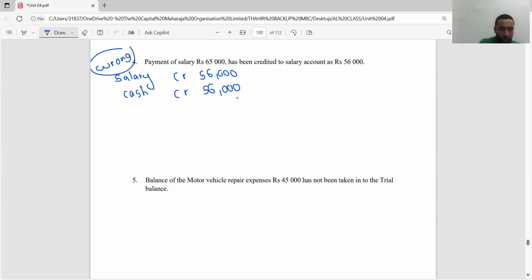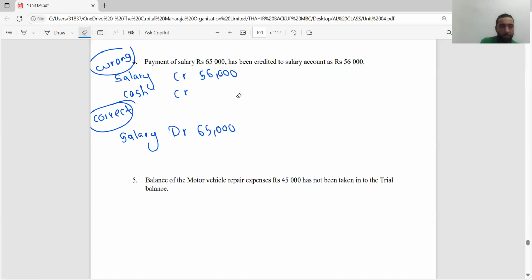Now we are going to write the correct entry. These are the steps that you have to follow. What is the correct entry? Salary debit 65,000, and then cash credit 65,000. This is the correct entry.